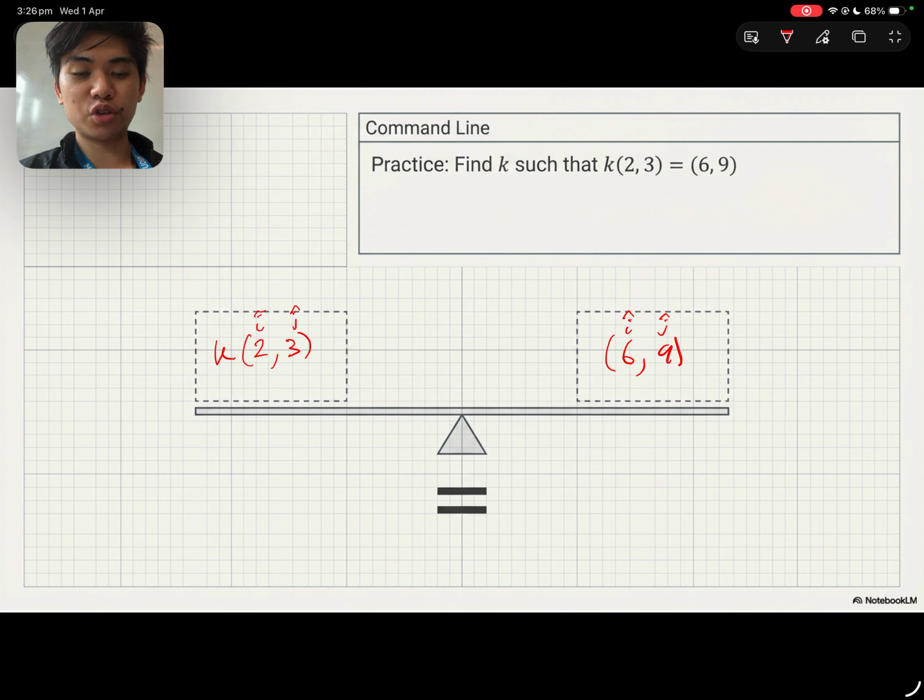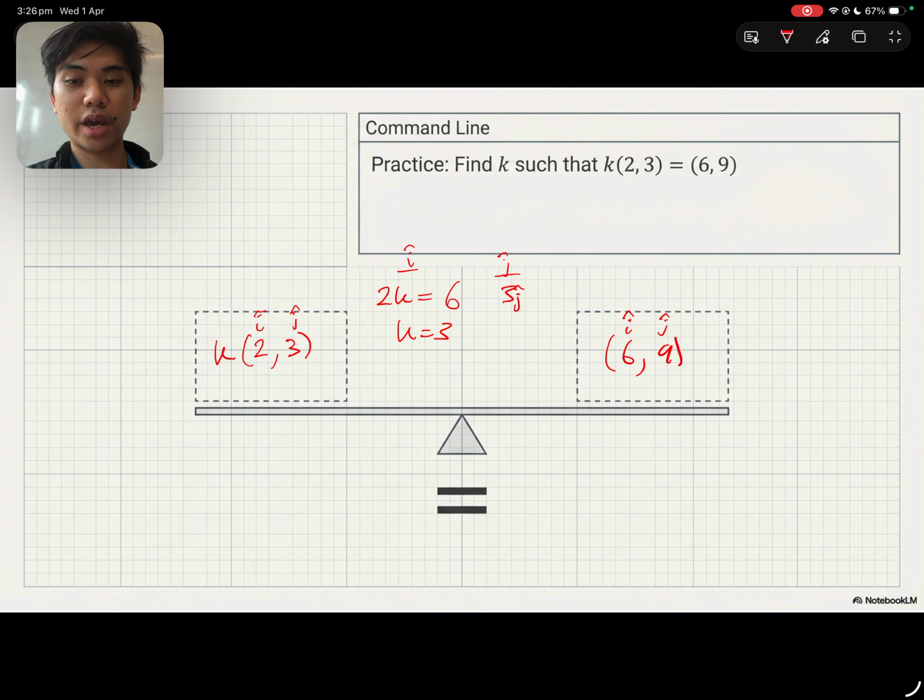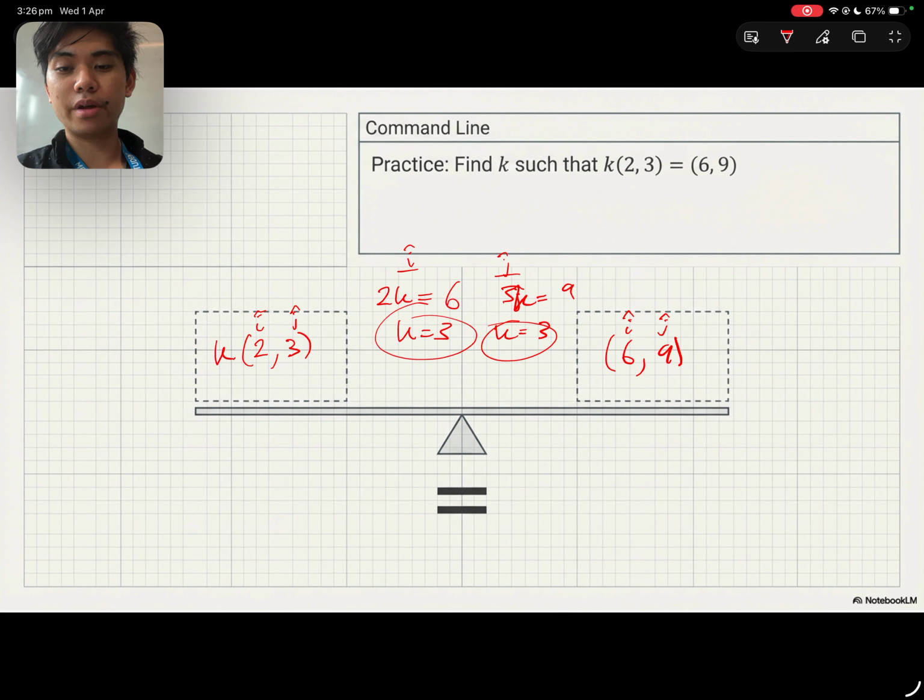So essentially what I'm doing now is that for my i component, on the left side, it's going to be 2k. And that needs to be equal to the right-hand side vector as well. So that's going to be equal to 6. Okay, my k is equal to 3. And I can also confirm that with testing my j components. So this was testing my i components. Now let's test our j components. So 3k equals 9. So k is also equal to 3. Okay, so we can confirm now using both our i and j components that k has to equal 3.